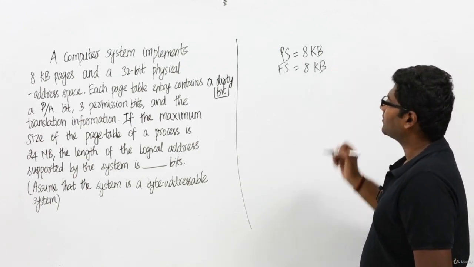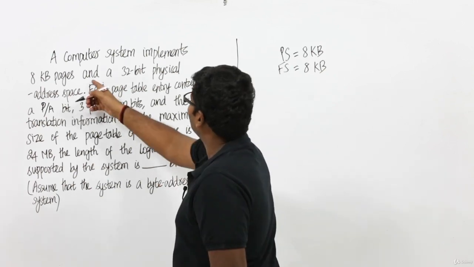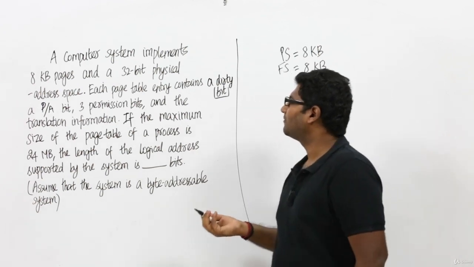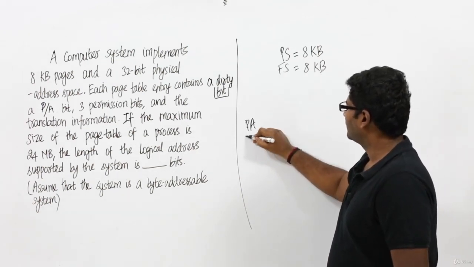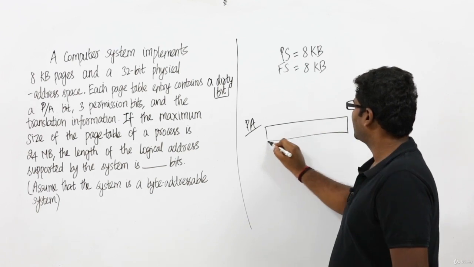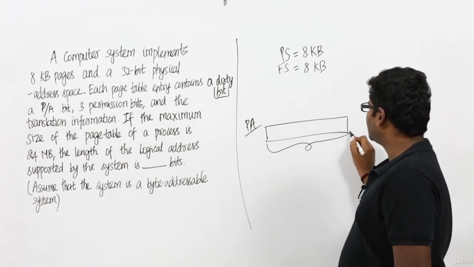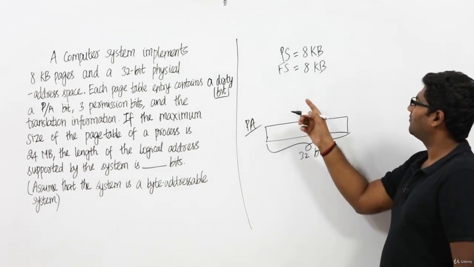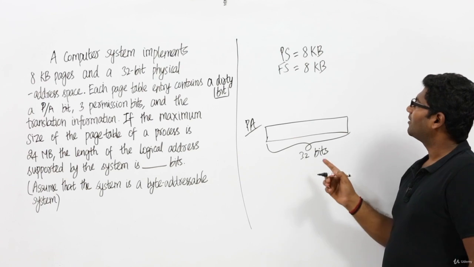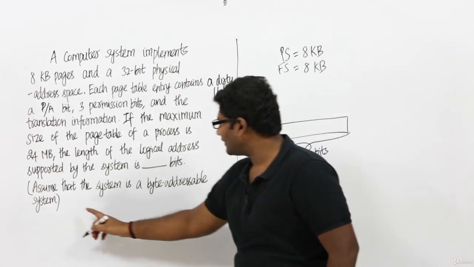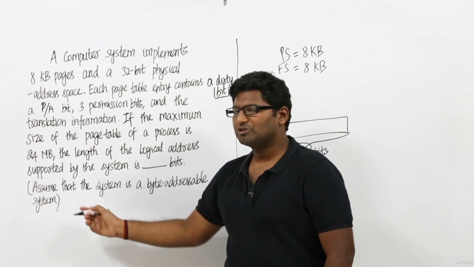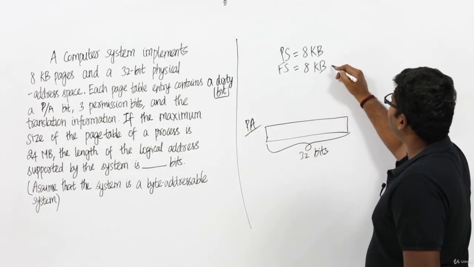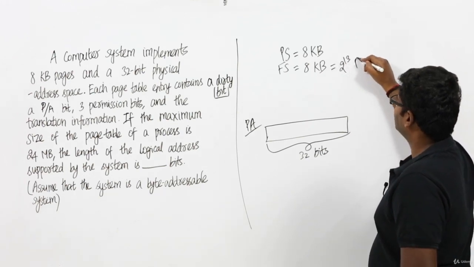And also they have given a 32-bit physical address space. What does it mean? The size of the physical address is nothing but 32 bits. From this we can calculate, they have given the frame size, and also they have given that it is a byte addressable system, which means every byte will be given an address. Now, I can write this as 2 power 13 bytes.